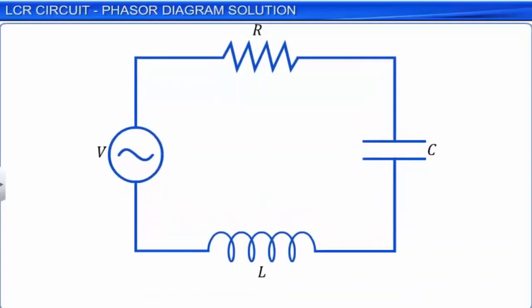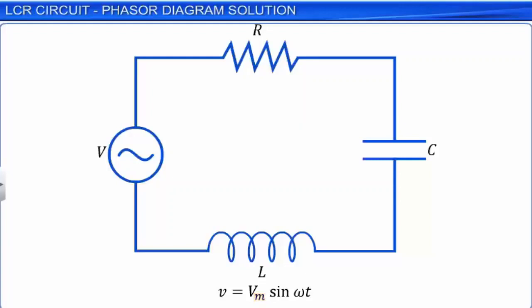Consider a circuit comprising a resistor of resistance R, a capacitor of capacitance C, and an inductor of inductance L connected in series to an AC source with voltage V equal to Vm sin omega t. Here, Vm is the maximum applied AC voltage and omega is its angular frequency. As per the convention being used, subscript m denotes the maximum value or amplitude of the quantity being considered.